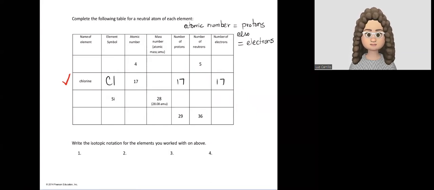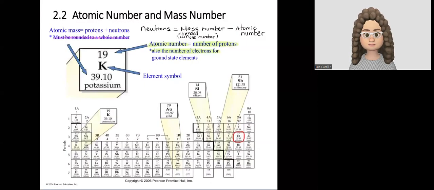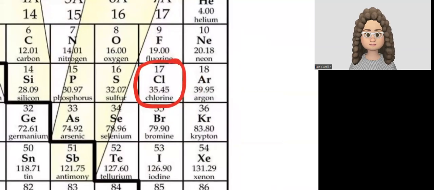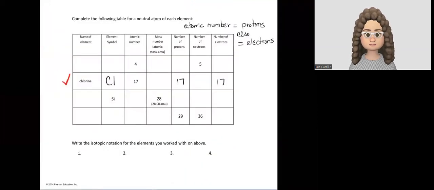Then I have the mass number. The mass number is where I take the atomic mass for the element and round it to a whole number. So if my value is 35.45 and I round it to a whole number, it becomes 35. But atomic mass is the value that I see in the periodic table, 35.45, and it has a unit of AMU.